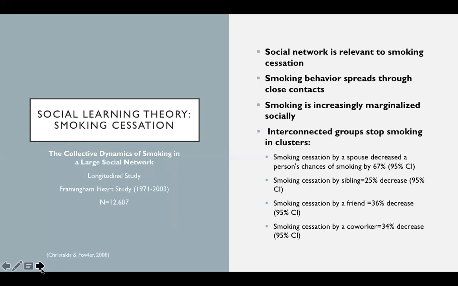For example, smoking cessation by a spouse decreased a person's chances of smoking by 67%. A sibling decreased chance of smoking by 25%. A close friend decreased chances of smoking by 36%, and a coworker decreased chances by 34%.